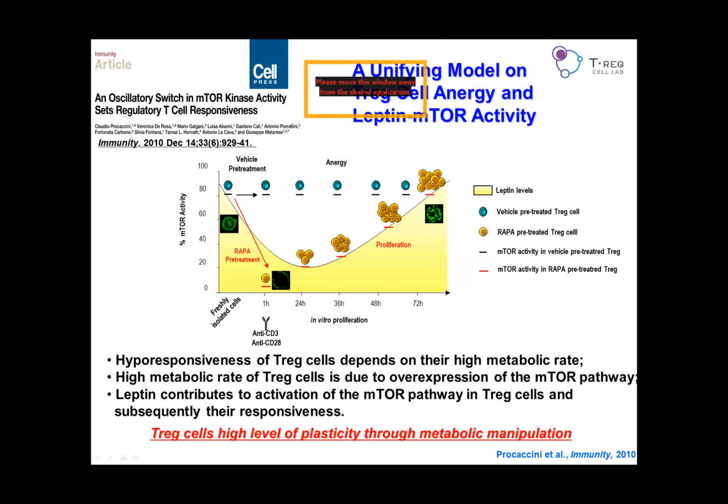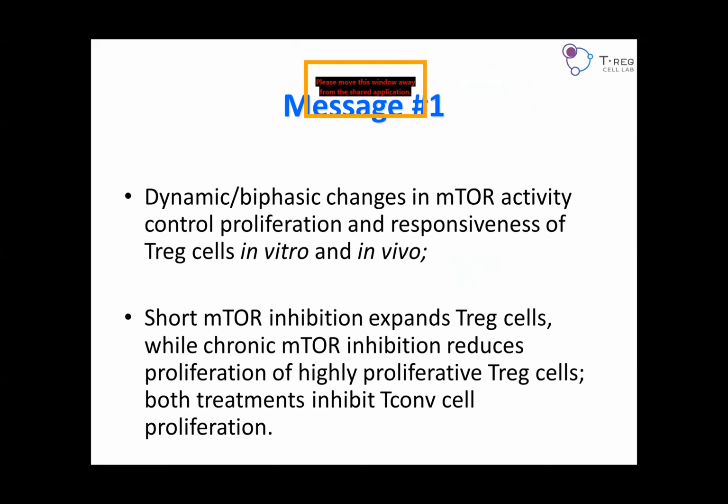It is well known that mTOR is very important for both effector cell and Treg cell responses. So this is basically the take-home message: biphasic and dynamic changes in mTOR activity are important for expansion of Treg cells in vitro and in vivo. Short-term mTOR inhibition, either through anti-leptin antibodies or through short-term rapamycin treatment, can expand Treg cells, while chronic inhibition of mTOR can, unfortunately, reduce the proliferation of these cells. So it is important to have transient inhibition of the system to allow expansion.